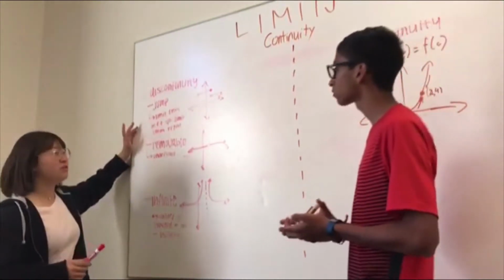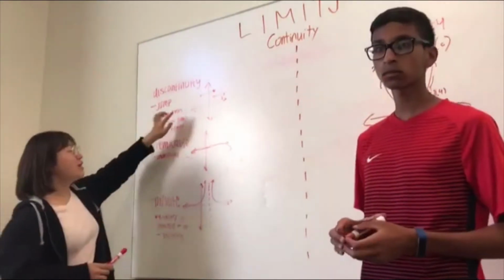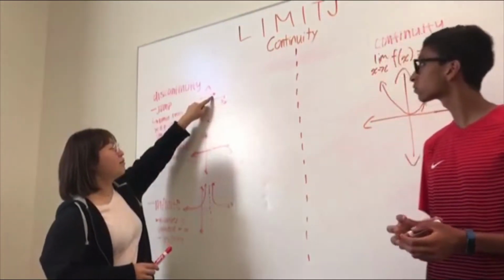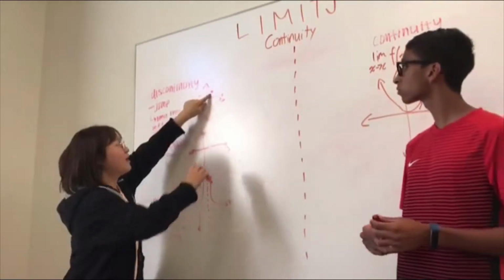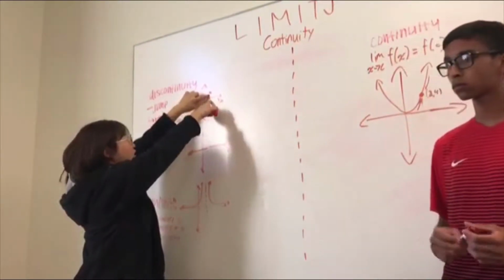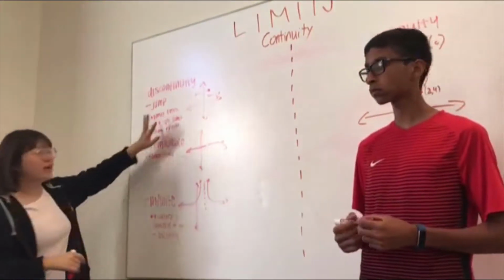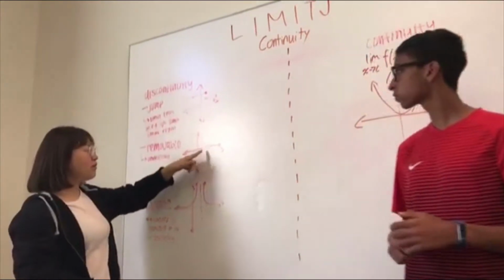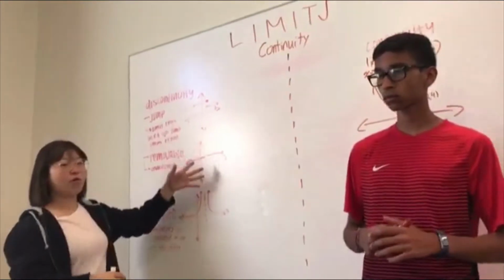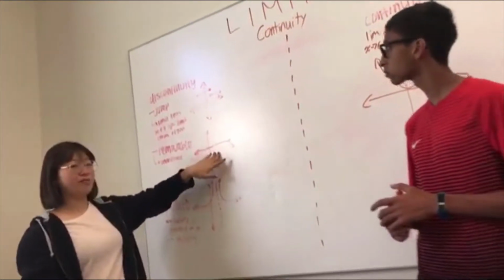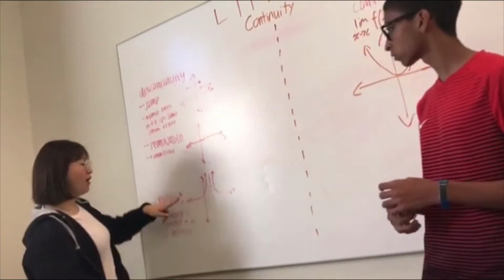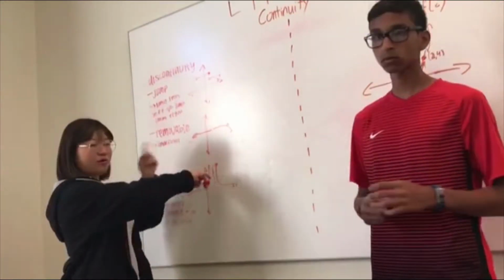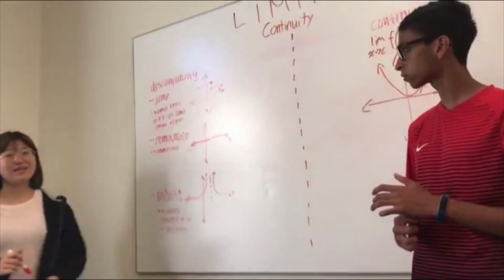In the case of a jump discontinuity, the limit as it approaches the numerical value from the left and from the right do not equal each other. So it wouldn't be continuous. For removable, the numerical value would be undefined, so there would be a hole where your numerical value would have been. And for infinite, the y values approach negative or positive infinity.